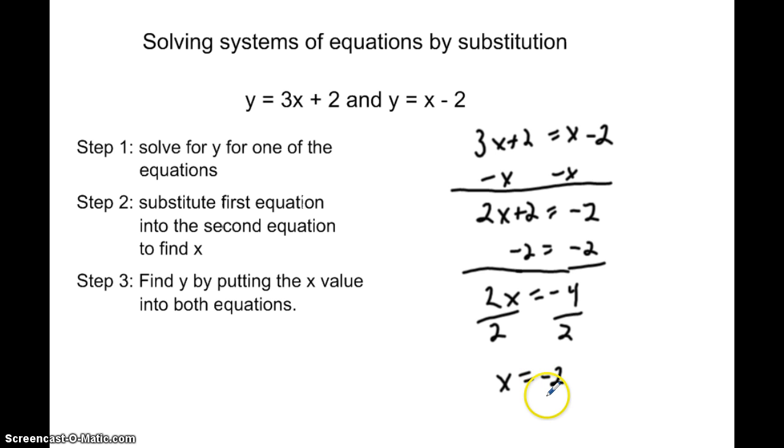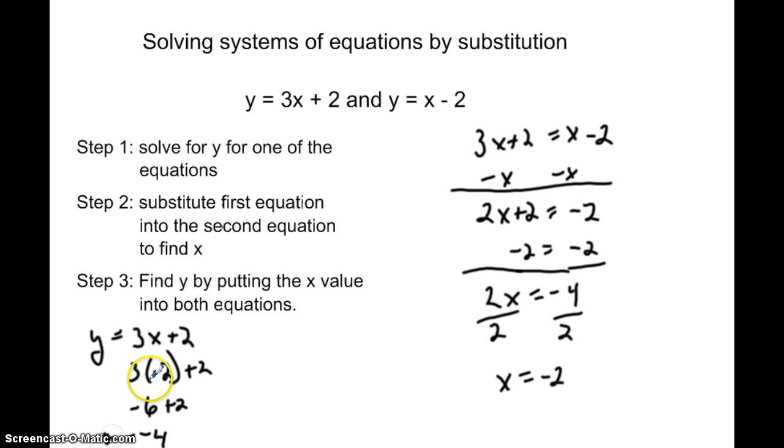So we've done step 2. Now for step 3, we're going to find y by putting the x value into both equations. Simply, that means we will take y equals 3x plus 2, and substitute negative 2 for x. This will be negative 6 plus 2, and that would be negative 4.